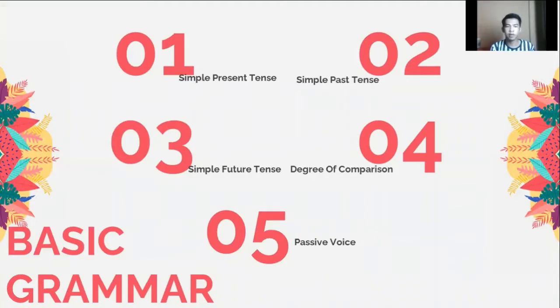Part of basic grammar. The first, simple present tense. The second, simple past tense. The third, simple future tense. The fourth, degree of comparison. The fifth, passive voice.